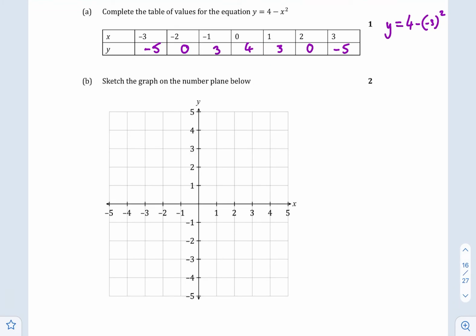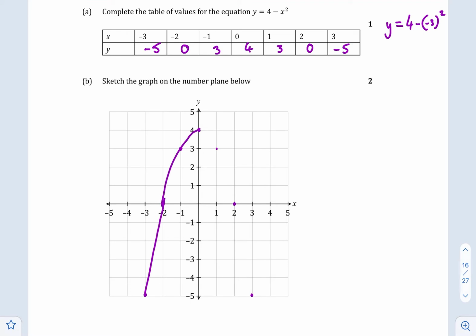Now I need to sketch that on the number plane. It's handy because I've already done all the work with the table of values here. So when it's -3, I have -5. That's my first point. -2 is 0, -1 is 3, and 0 is 4. And then I do the same on the right-hand side, and I connect up those dots.